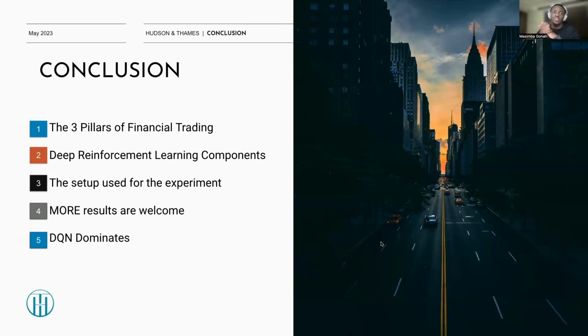And then, of course, more results are welcome. I think this is in line with point number 4. We just need more results. We need more scenarios. We need more test scenarios. We need more understanding of which variables work better in the environment and so on and so on.